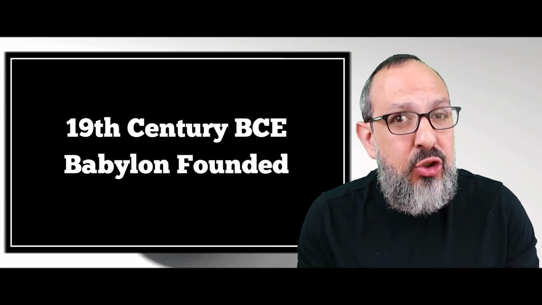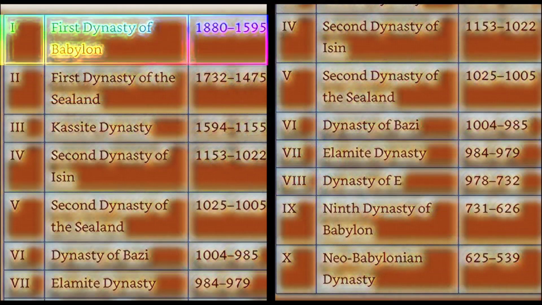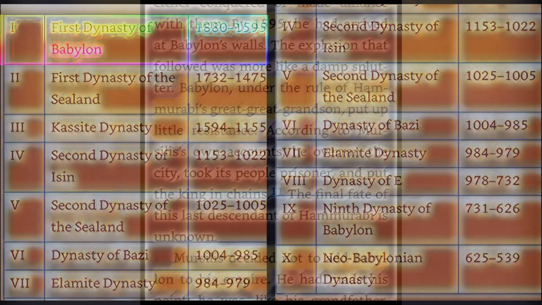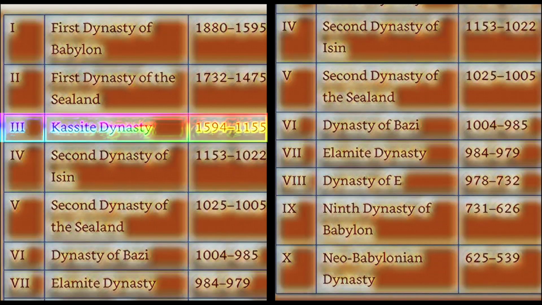As we enter the next century, the 19th century BCE, one of these Amorite groups founds a city called Babylon. And historians call this group the First Dynasty of Babylon, and their rule lasted from 1894 to 1595 BCE. The First Dynasty ended when Babylon was sacked by the Hittites, who immediately left after the sack. Then another group, the Kassites, took over as rulers of Babylon, and the city would continue to endure for over 1,000 more years. But we'll talk more about that in a later video.